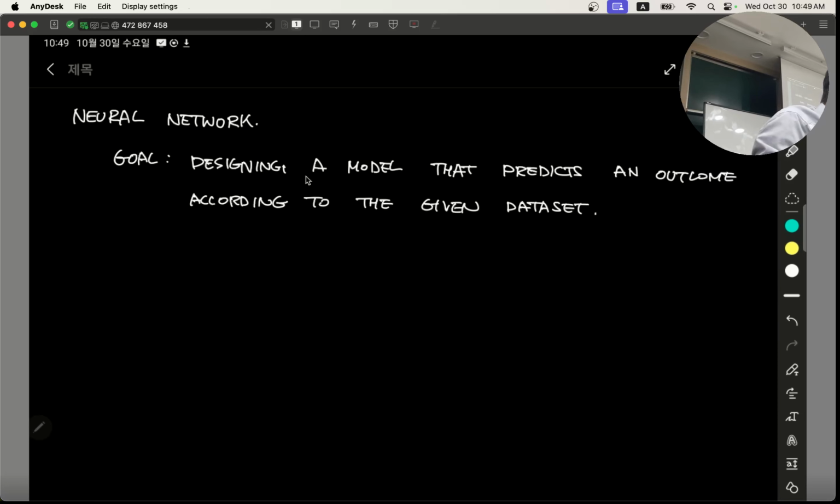Now, what do we need to make a neural network? Basically, we need two things. First, a model. What is a model? I'll explain later. Second, the mechanism or algorithm, or I should say the method of optimization.